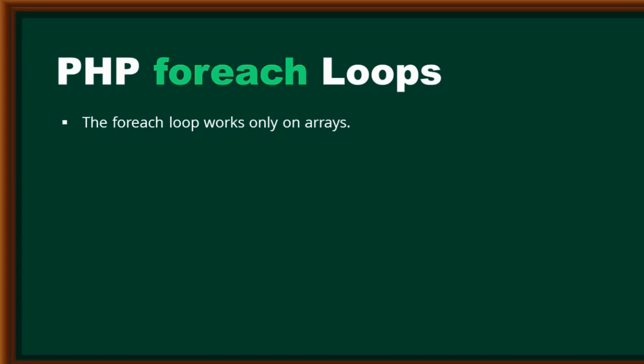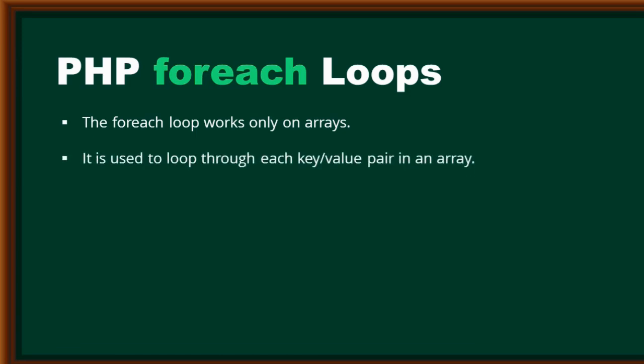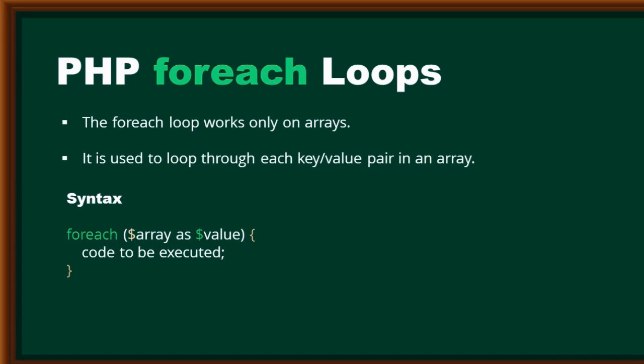So a Foreach loop only works on arrays, and it's basically used to loop through the elements in the array. So it will loop through each key and value pair inside the array. So let's take a look at the syntax for a Foreach loop. So this is what the syntax looks like.